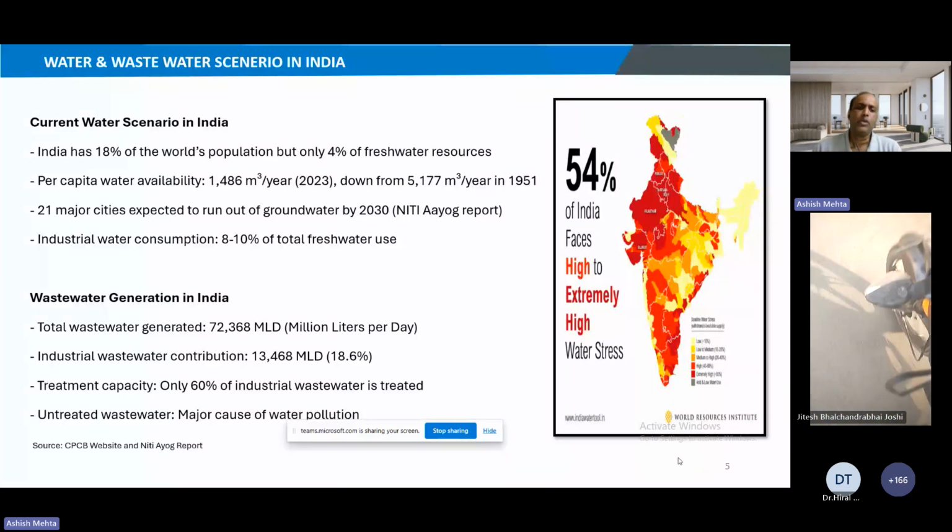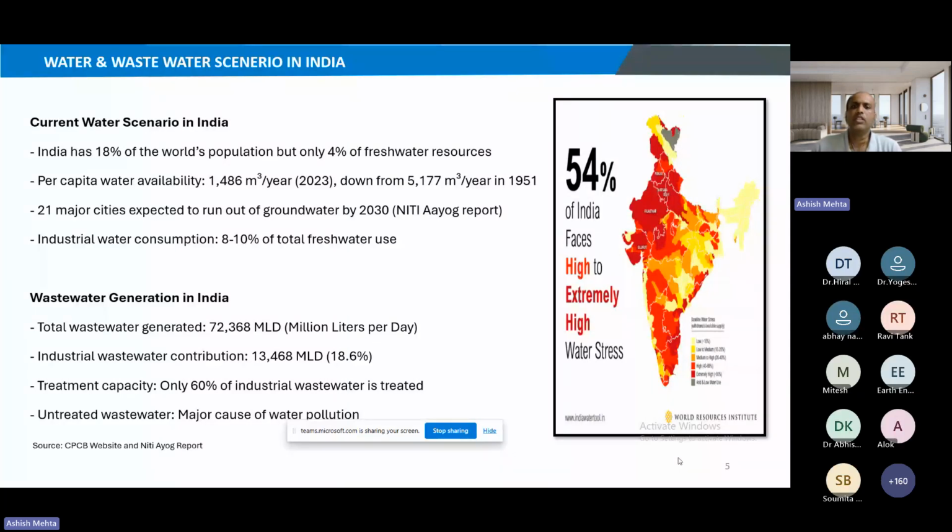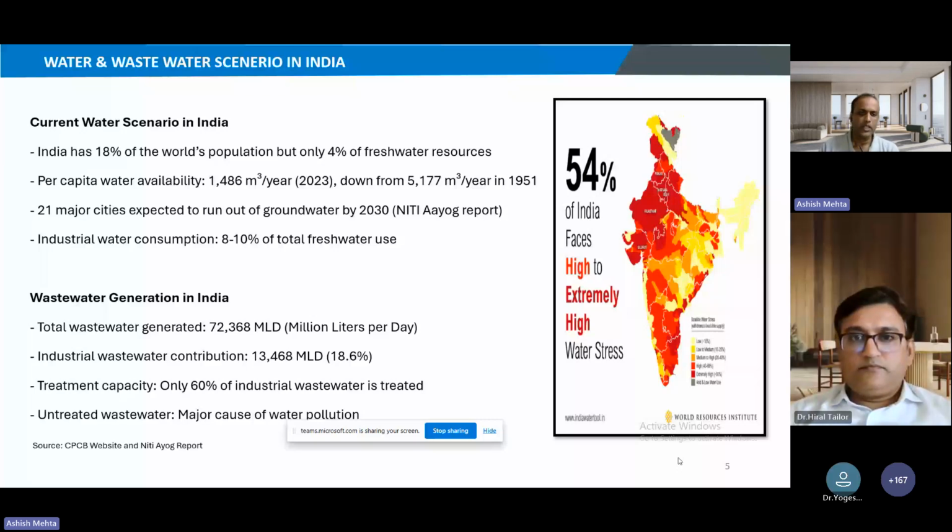21 major cities are expected to run out of groundwater by 2030. This is from the Niti Aayog report, and we are already seeing in the period of summer, many cities, many states are going through this extreme water shortage moment. The maximum surface water body or maybe groundwater is consumed for agricultural purpose, but industry also contributes a significant amount, which is in the range of 8 to 10% of total fresh water used for industrial applications. So this is again linked with the overall water need and water resource management.